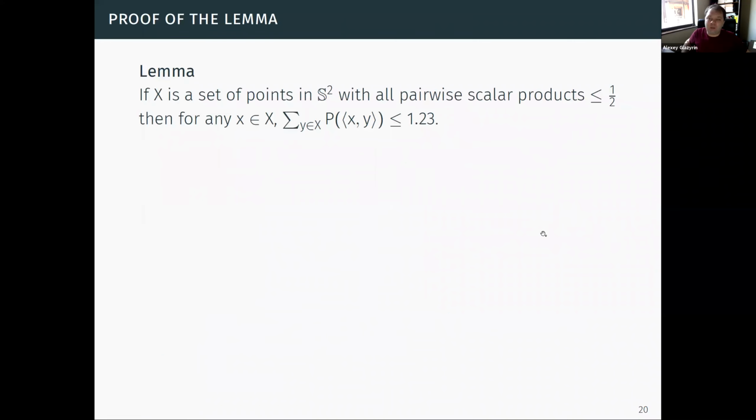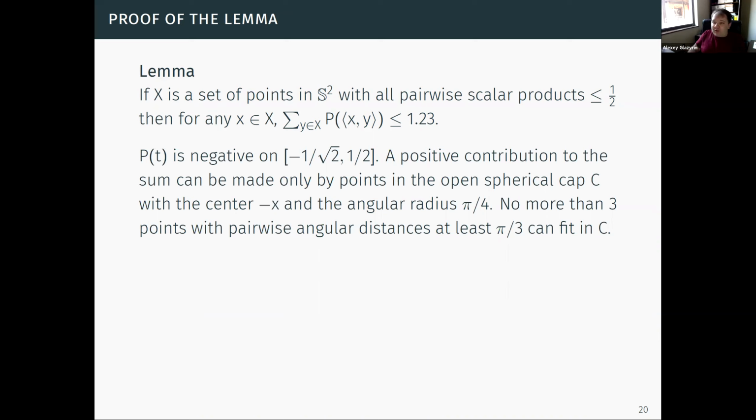Well, what is good about this polynomial, and this is one of the conditions that I put when trying to find it, when optimizing, is that it's negative from -1/square root of 2 to 1/2. So whatever points we have that have this scalar product with x, they're going to give only a negative contribution to the sum.